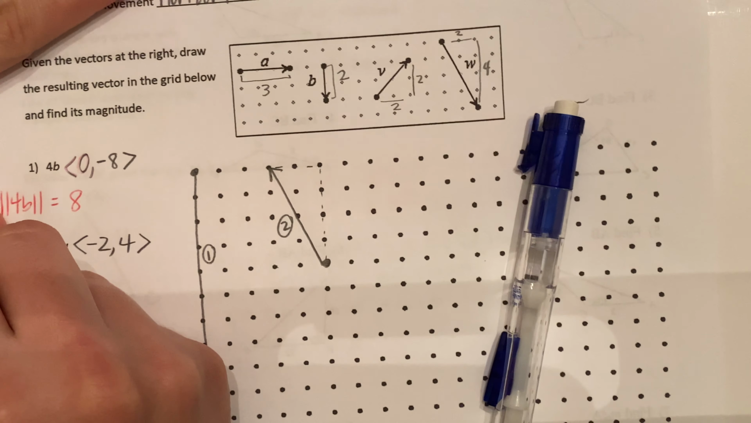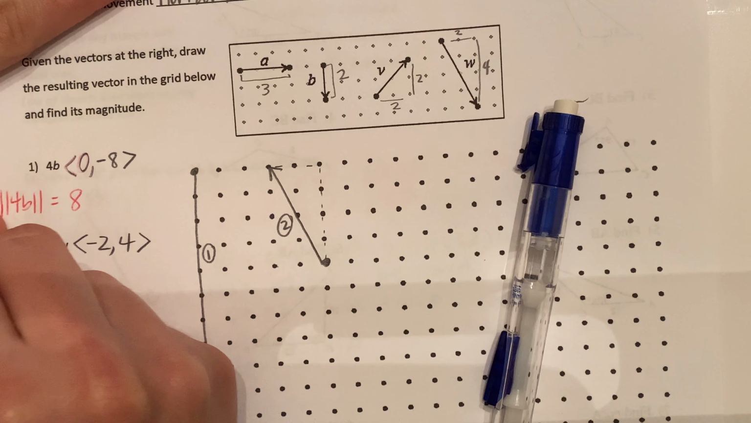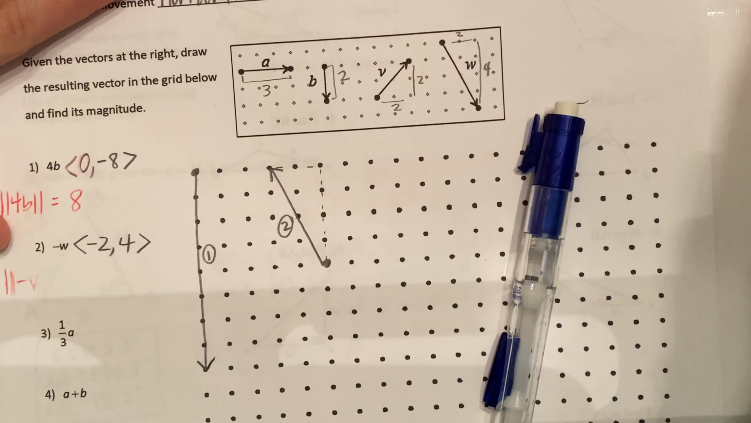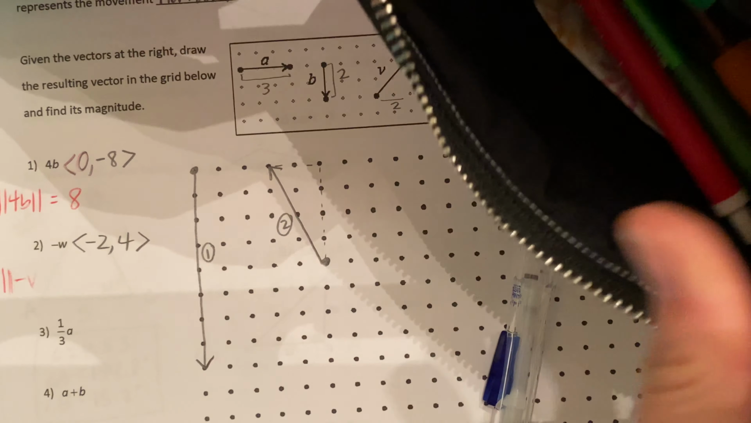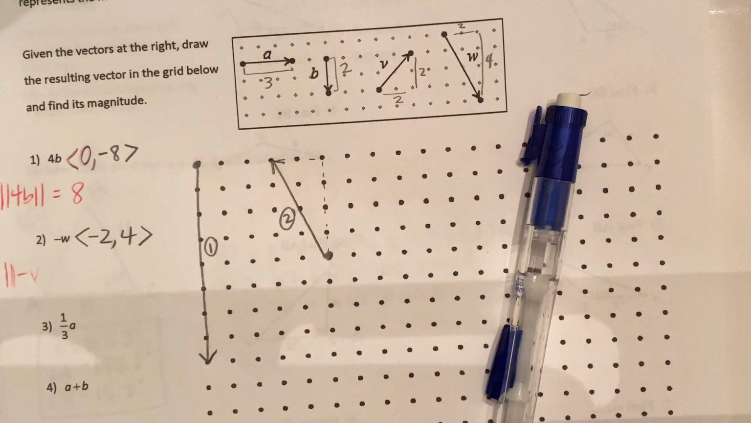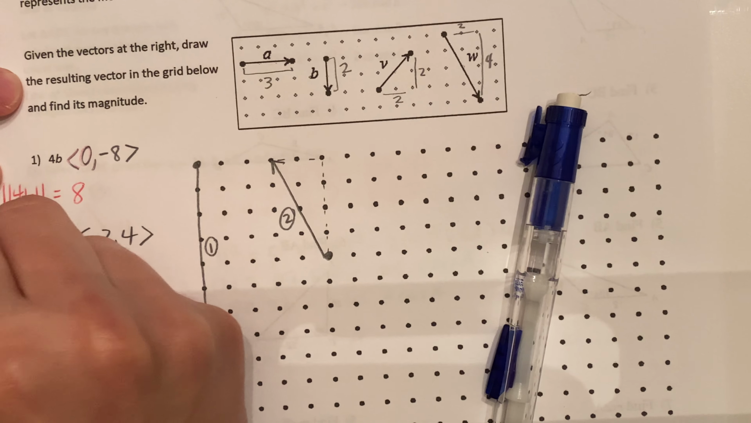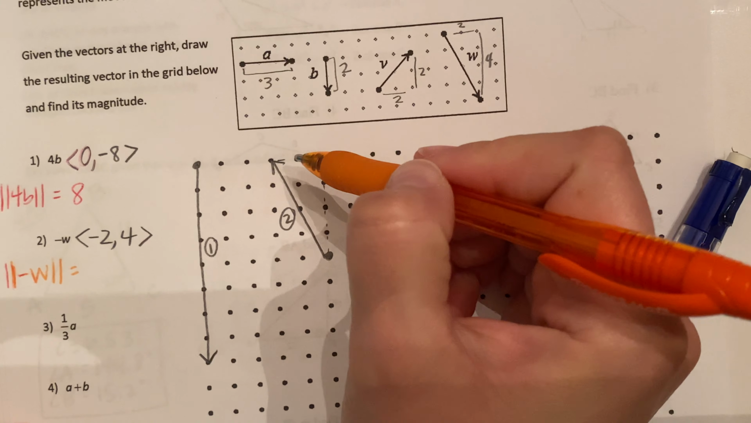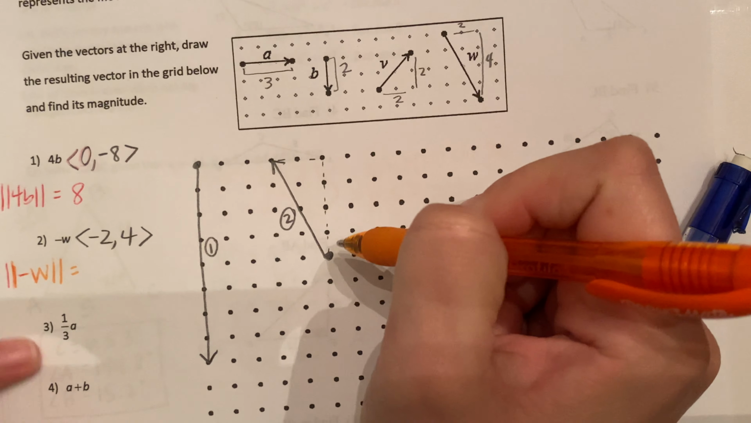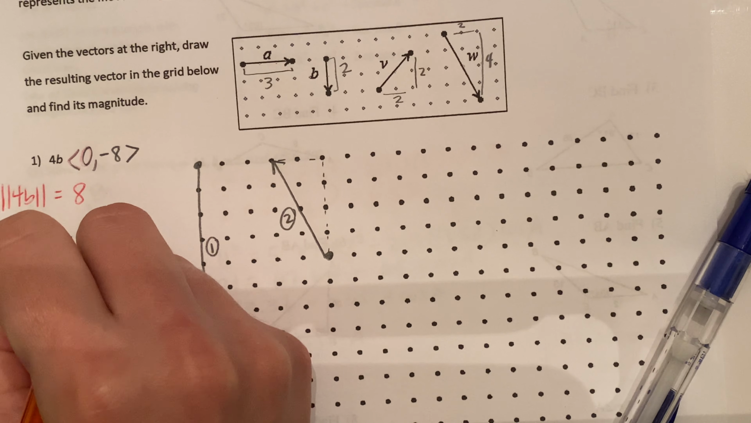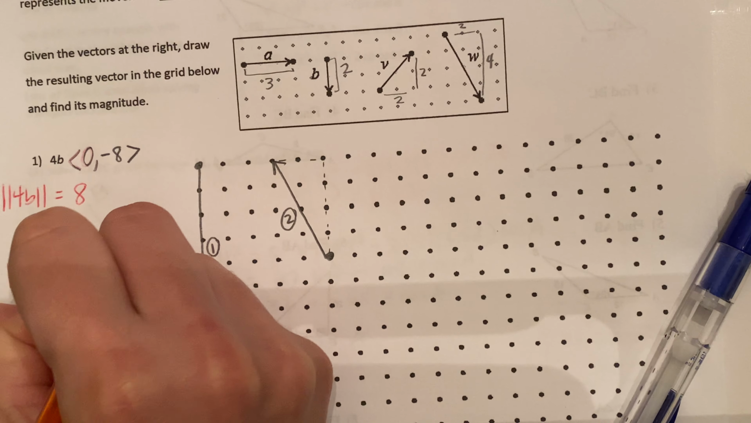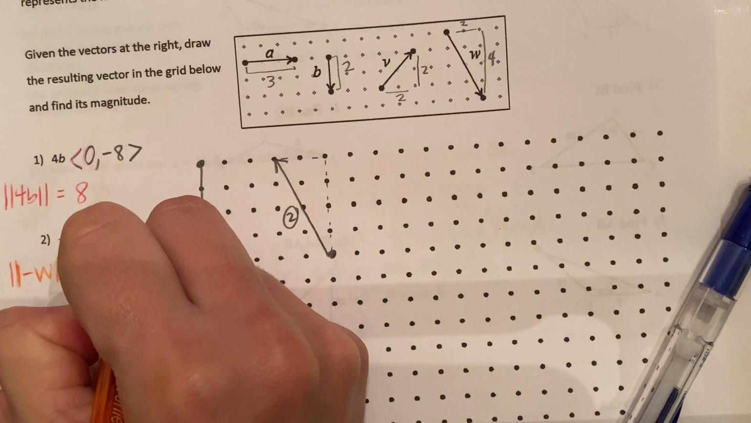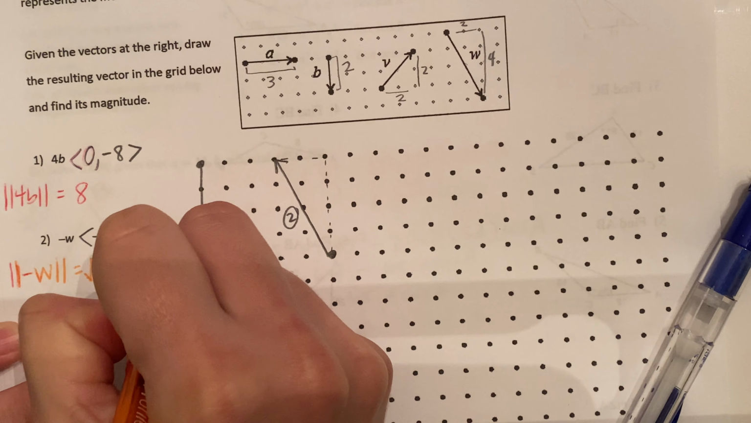So if I'm going to find the magnitude of -W, I'm basically doing 2 squared plus 4 squared. So that'll be the square root of 20. We'll need to simplify our square roots. That's 4 times 5, so 2 root 5.